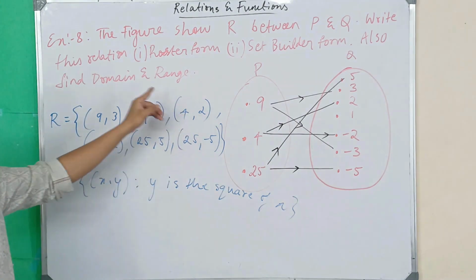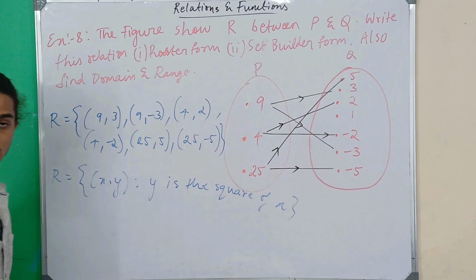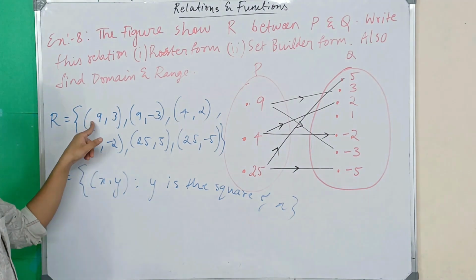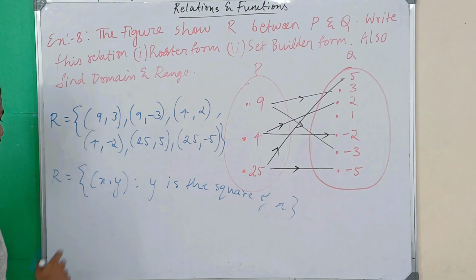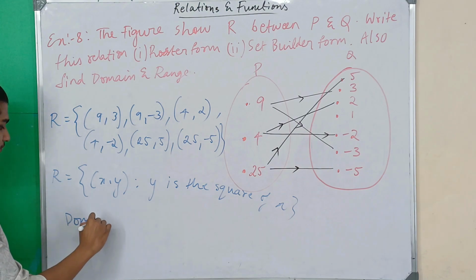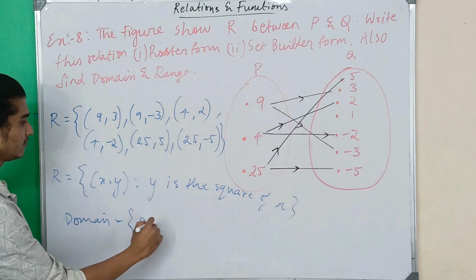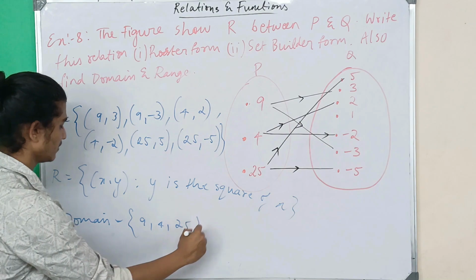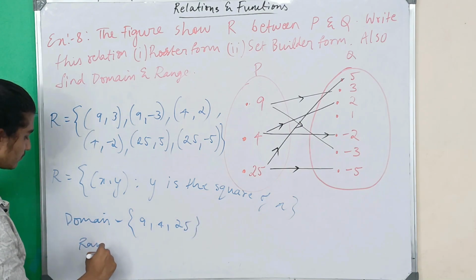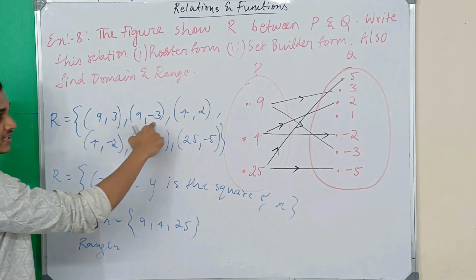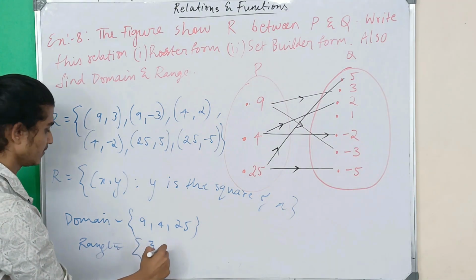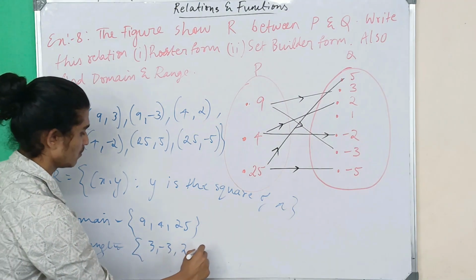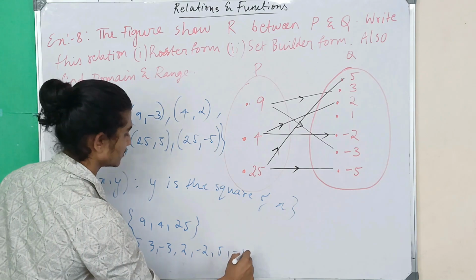So the next thing I'm asking is to find the domain and range. As I told you, domain is all the first elements in the ordered pairs of the relation. So domain equal to 9, 4, 25, and your range is going to be the set of all second elements in the relation. So range equal to 3, minus 3, 2, minus 2, 5, minus 5.